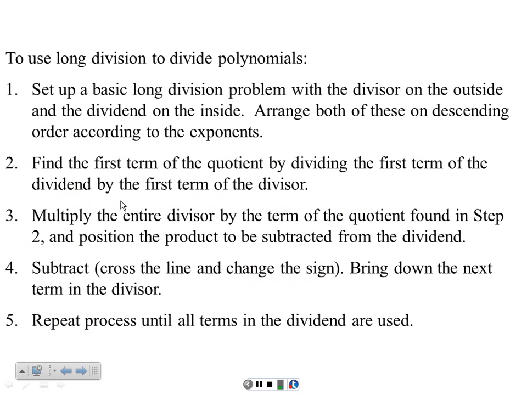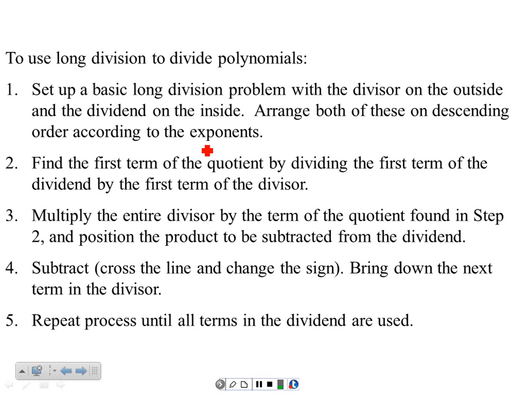So what happens if you have division by anything aside from a monomial? So for example, what if you're dividing by a binomial? Well, what we're going to do is we're going to go back to third grade division. I'm going to do long division using polynomials. You're going to do the same thing. You're going to set up a basic long division problem with the divisor on the outside and the dividend on the inside. And make sure you arrange both of these in descending order according to their exponents.